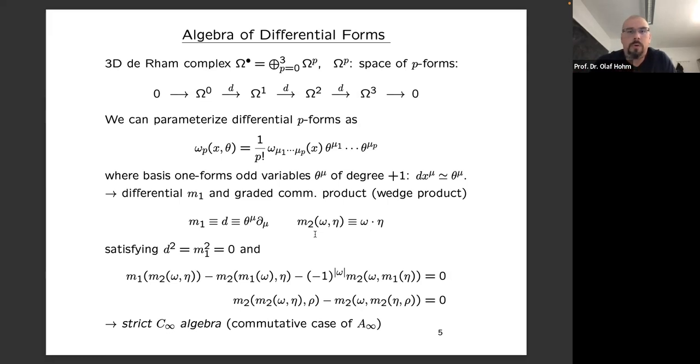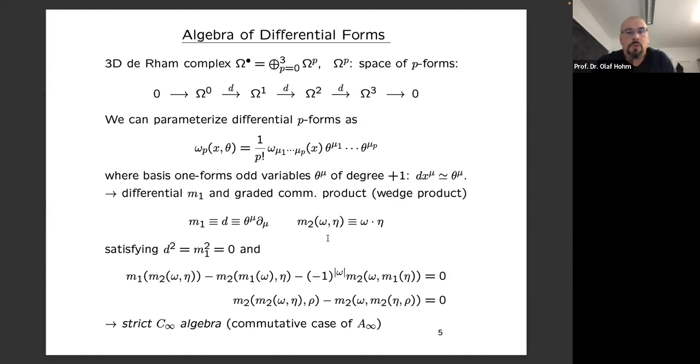If you write it out in components, of course, you realize that's just the standard wedge product. So in particular, it's symmetric or anti-symmetric, depending on the degrees of the forms. So this is what we call graded commutative product. It's not strictly commutative, it's graded commutative in the sense you may pick up a sign depending on the degrees of the inputs. And then we have the de Rham differential D, which in this form is just theta mu, the derivative with respect to x.